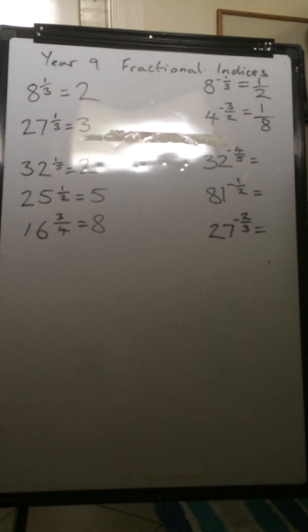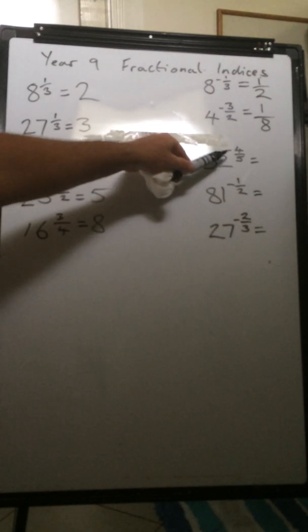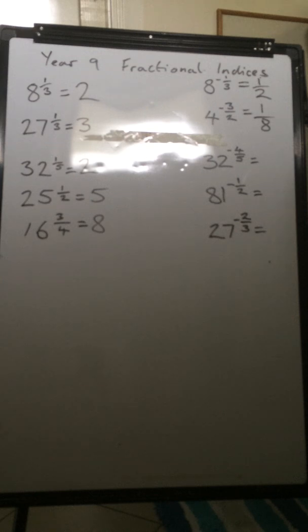In the next question, it's asking what is the cube root of... what is the fifth root of 32? And the fifth root of 32 is 2. Then, because there's a 4 in the numerator, we're going to do 2 to the power of 4, which is 16. Now, normally we'd put the answer is 16, but because we've got a negative index, it's going to be 1/16.